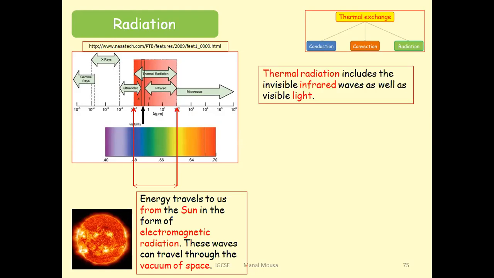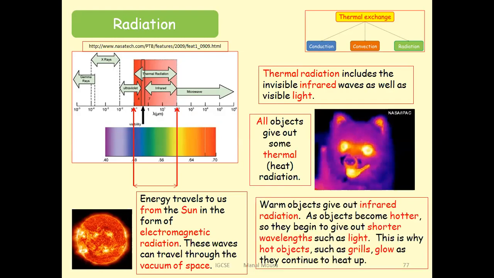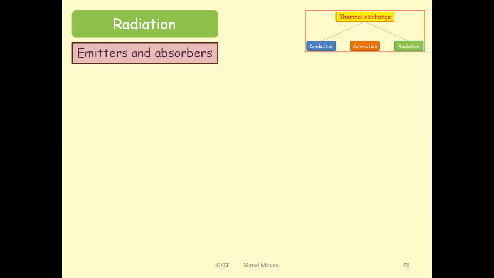Now, the thermal radiation includes the invisible infrared waves as well as visible light. All objects give out some thermal heat radiation. Warm objects give out infrared radiation. As objects become hotter, they start to give out shorter wavelengths, such as light. This is why hot objects such as grills glow as they continue to heat up.